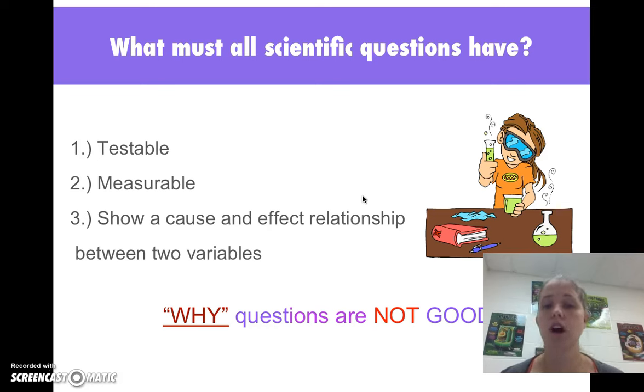And they have to show a cause and effect relationship between 2 variables. This is where knowing your independent and your dependent variables are important. They also cannot start with why. Typically, a scientific question, which I'll show you in a sec, is phrased, how does blank affect blank?